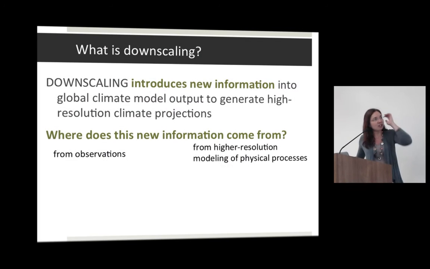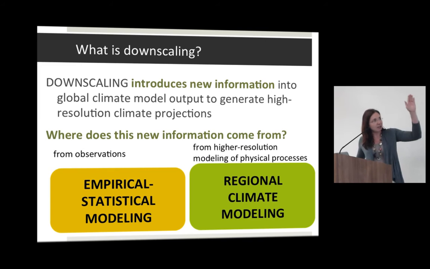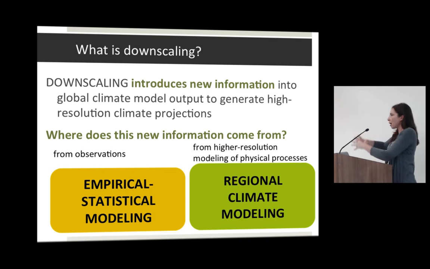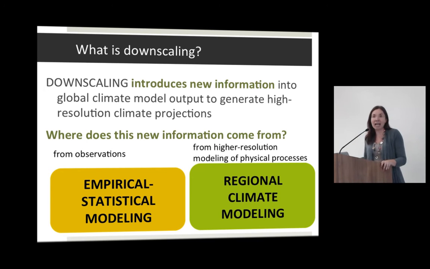It can add new information in one of two ways. It can add it from observations, in which case it is empirical statistical downscaling, or it can add it from regional climate modeling by having higher resolution modeling of the physical processes. That is downscaling, adding new information. It is not just regridding.